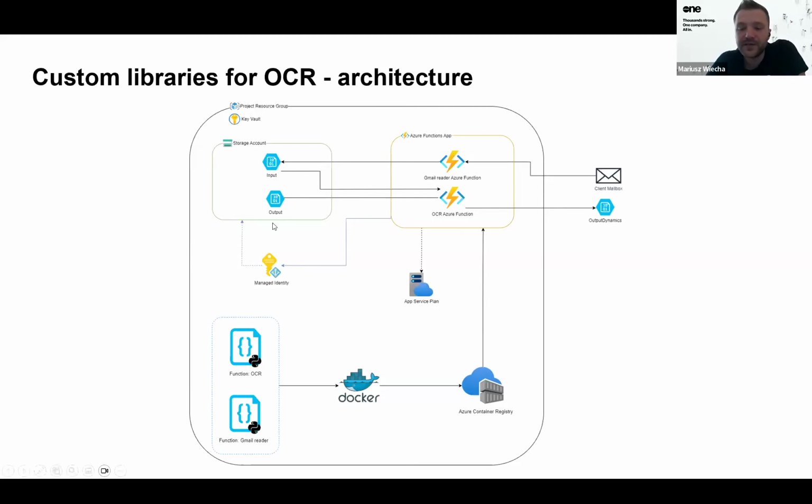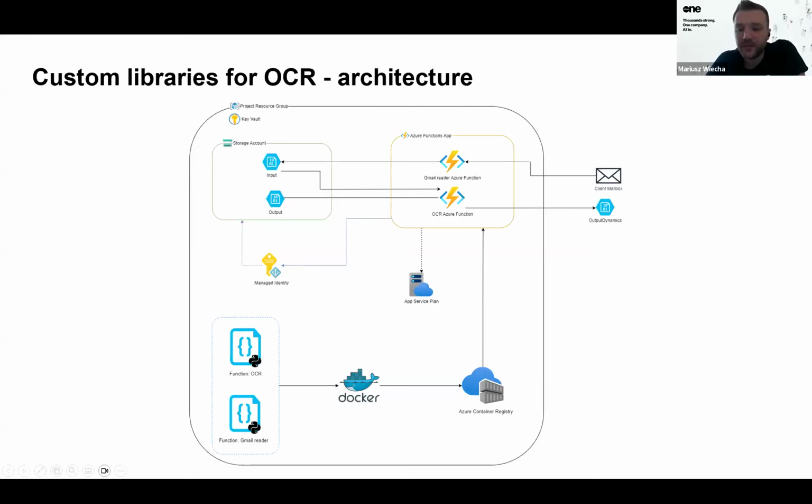Our next stage is in this case OCR, where we have an output container. So we have an OCR Azure function. Once the Gmail reader extracts attachments from the email, the OCR function processes this document using OCR to extract text from the PDF and to extract the invoice number from the PDF. And these 2 functions are deployed within an app service plan, ensuring high availability, scalability, and cost-efficient performance.